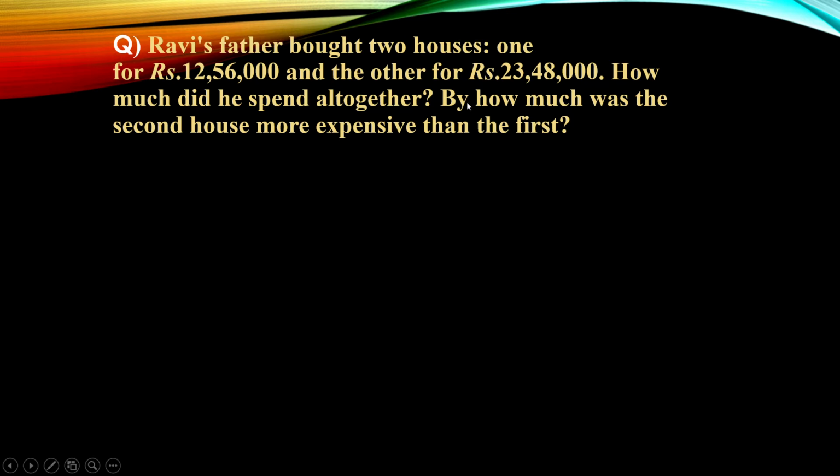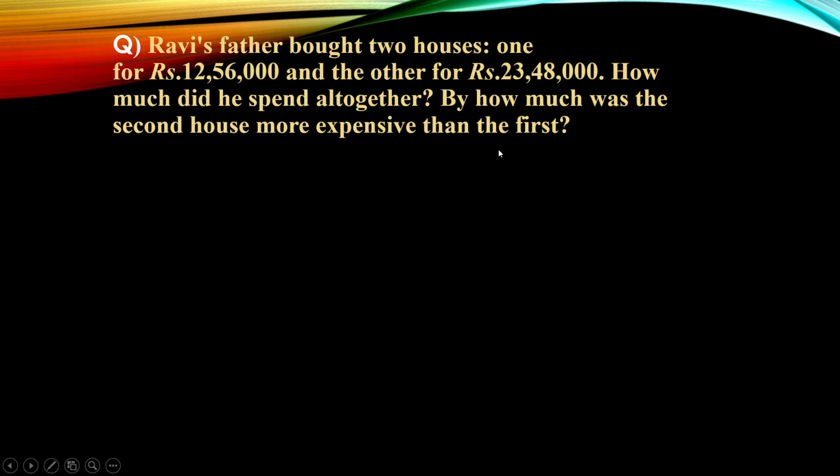And when they are comparing two things, here they are comparing the cost of first house with the second house, and they're asking by how much was the second house more expensive than the first, which means that we have to find out the difference. That is, from the cost of second house, we need to subtract the cost of first house. Then we'll get to know how much the second house is more expensive than the first.